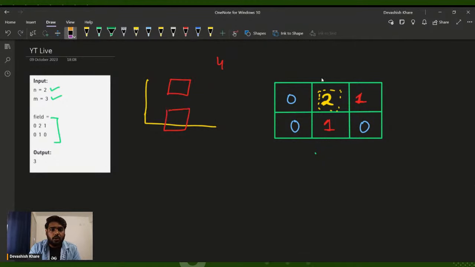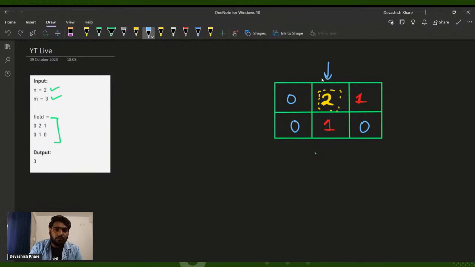Once we have stepped into this cell, which has special powers, what does this power do? Even if these cells are blocked, and you could not have moved in them in the usual situation, because this cell has special powers, it will convert these paths into traversable paths. That means you can access these paths next. So this is the special power of 2, and this is the question.